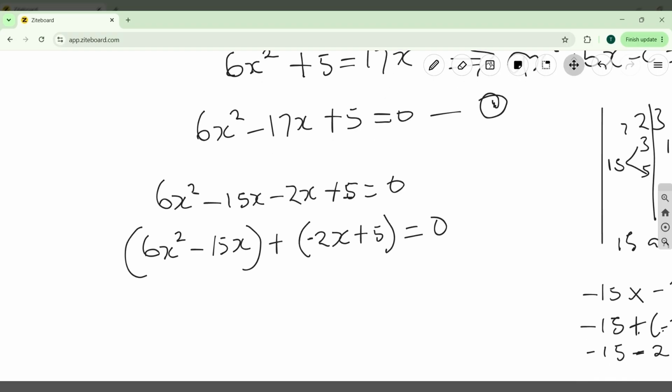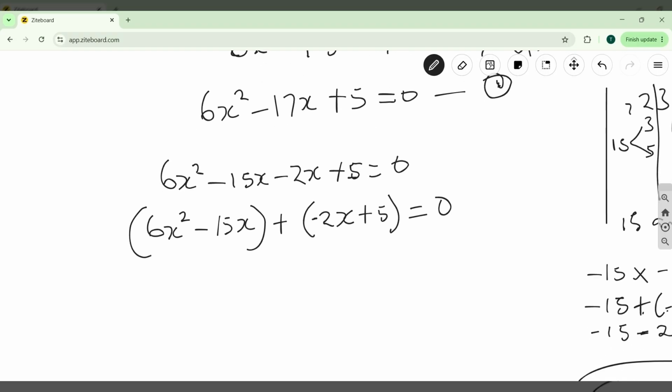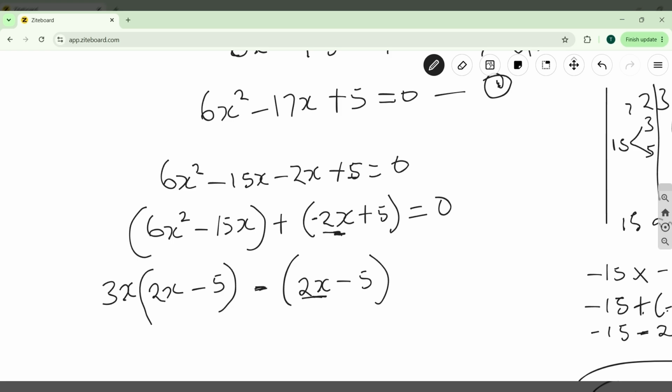Now, if I factorize this, what's common between 6 and 15 is 3. So I bring out my 3. What's common between x squared and x is x. All right, and then I write what's left. So what's left inside is 2x minus what's left. This is going to be 5 plus, okay, this is going to be negative, minus 2x minus 5. Minus times 2x is minus 2x. Minus times minus 5 is plus 5.